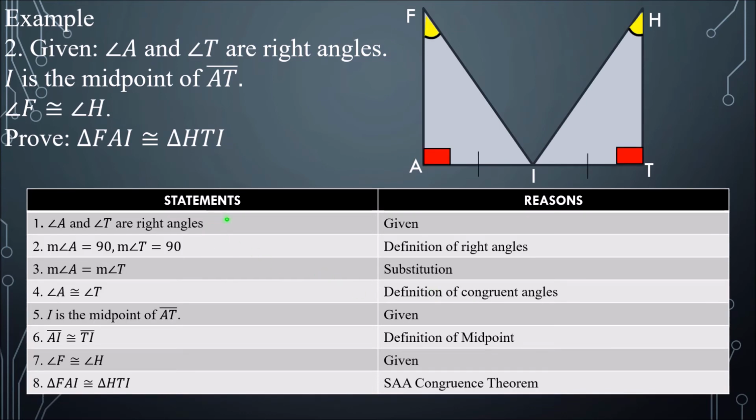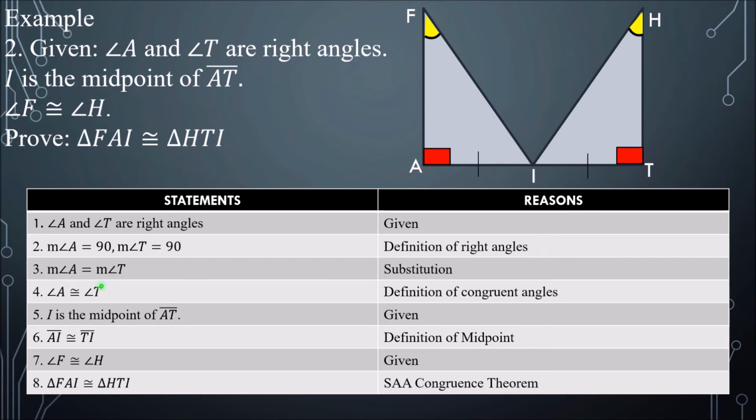So let's have the solution. First, let's write the statement. Angle A and angle T are right angles, and that is given. Next, the measure of angle A is equal to 90 degrees. The measure of angle T is equal to 90 degrees also, because of the definition of right angles.